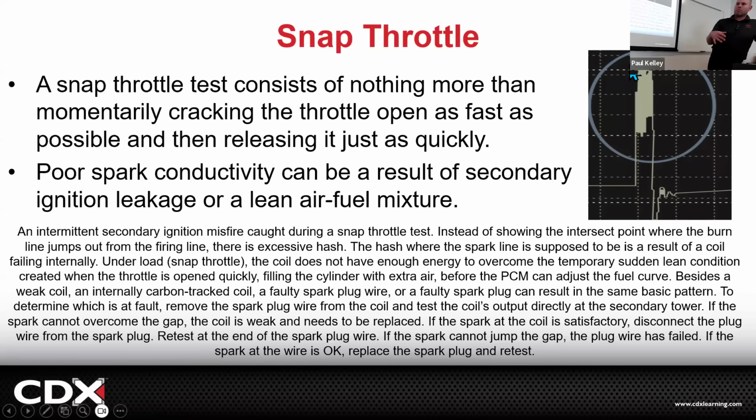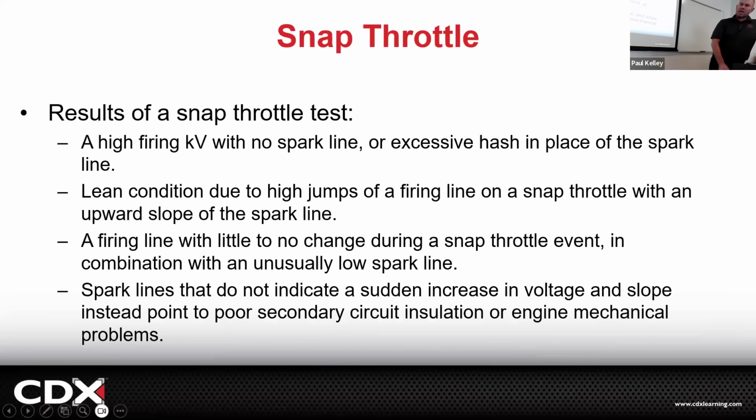The snap throttle test can unmask issues that are hard to see. That's mainly why we're going to do it, especially if it's intermittent. So let's say you do the regular test at idle, it's got a high KV line. You do the snap test, the high kilovolt firing line with no spark line, or it's got a whole lot of movement. That sounds like that could be a lean condition. If it has little to no change, that might also be potentially a lean condition.